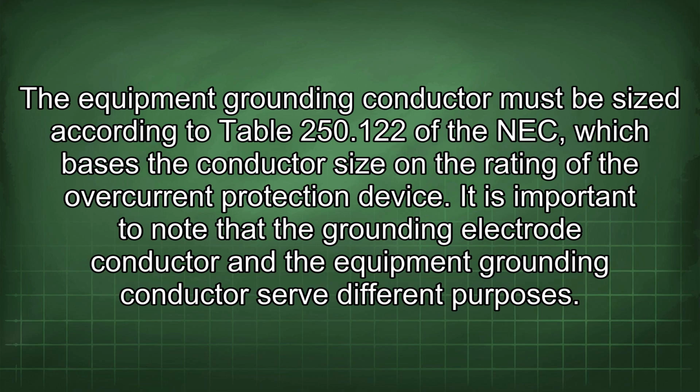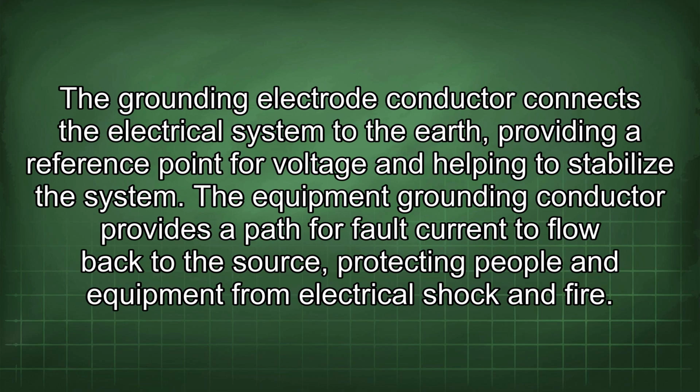It is important to note that the grounding electrode conductor and the equipment grounding conductor serve different purposes. The grounding electrode conductor connects the electrical system to the earth, providing a reference point for voltage and helping to stabilize the system. The equipment grounding conductor provides a path for fault current to flow back to the source, protecting people and equipment from electrical shock and fire.